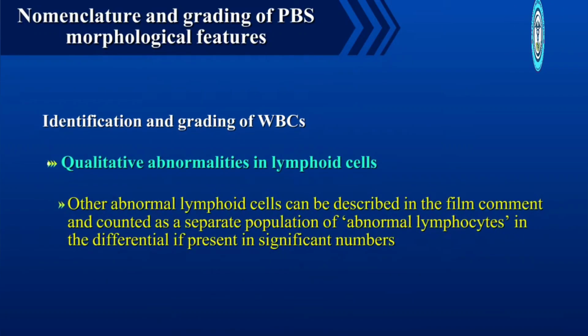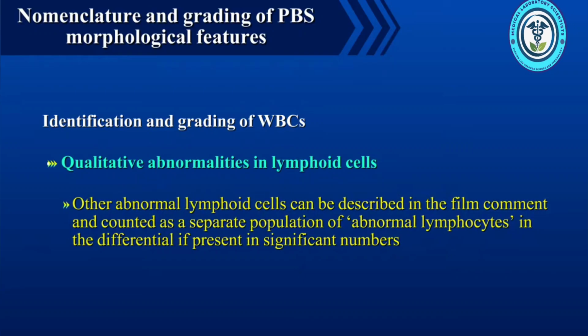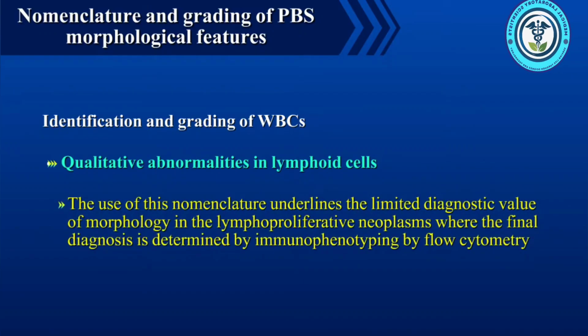Other abnormal lymphoid cells can be described in the film comment and counted as a separate population of abnormal lymphocytes in the differential if present in significant numbers. The use of this nomenclature underlines the limited diagnostic value of morphology in the lymphoproliferative neoplasms, where the final diagnosis is determined by immunophenotyping by flow cytometry.